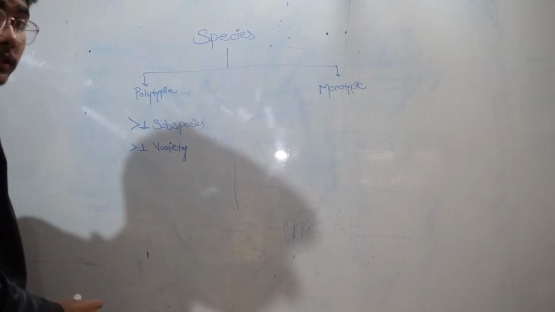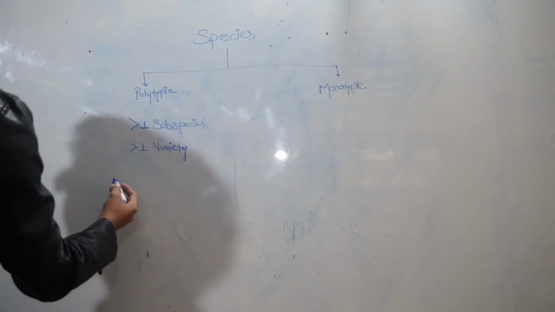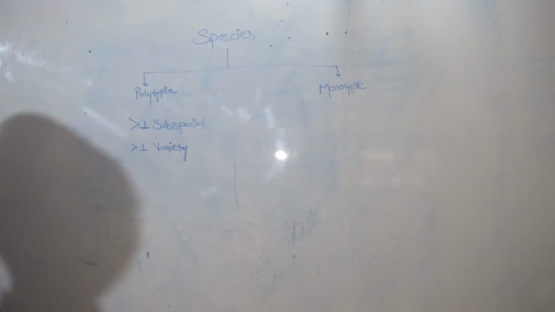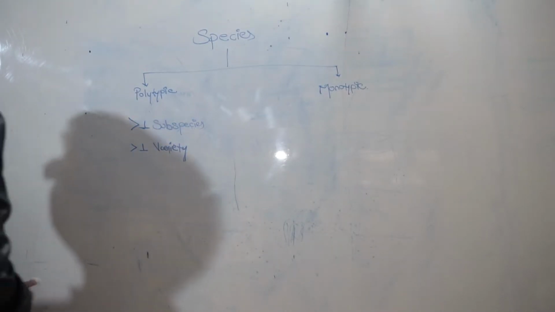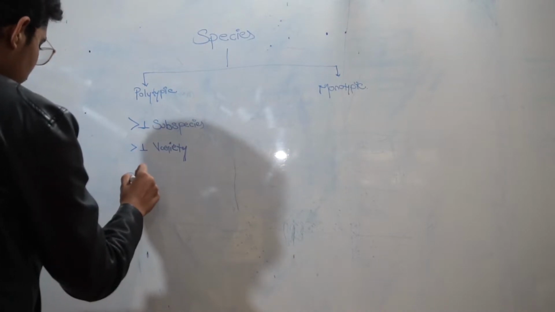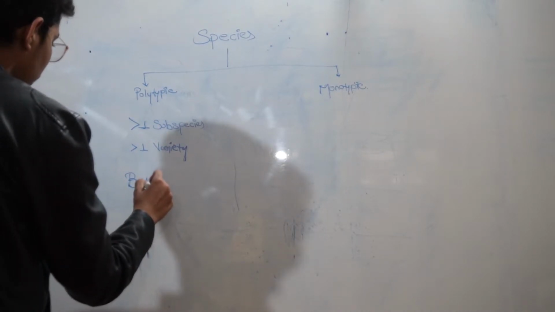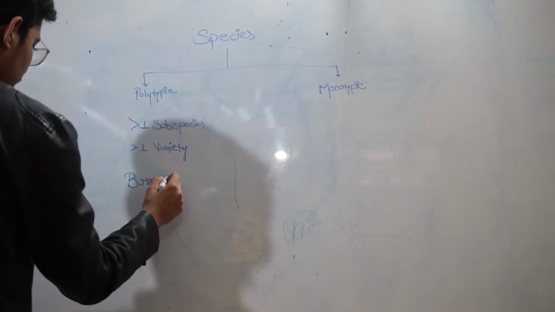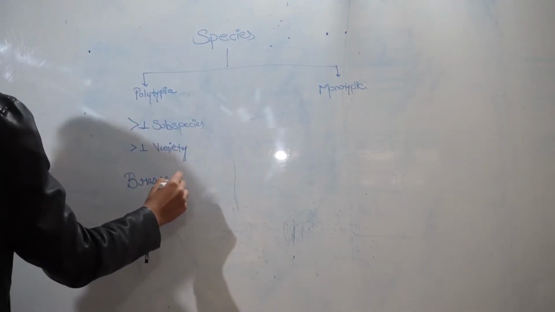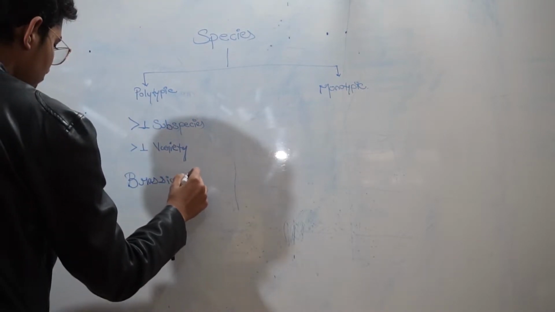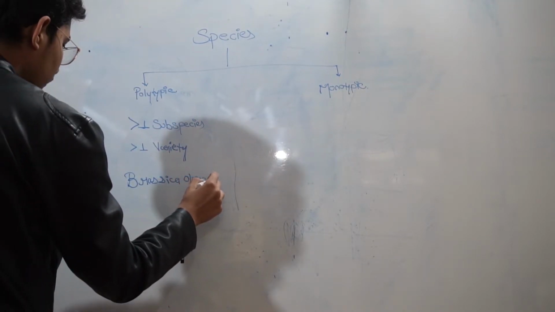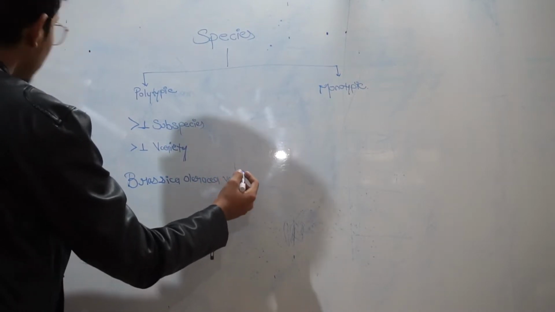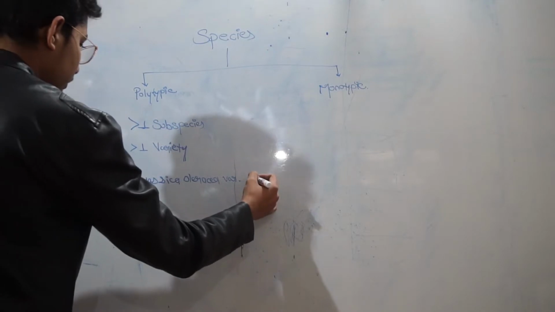I'm citing here examples. So one of the examples is Brassica oleracea, variety capitata.